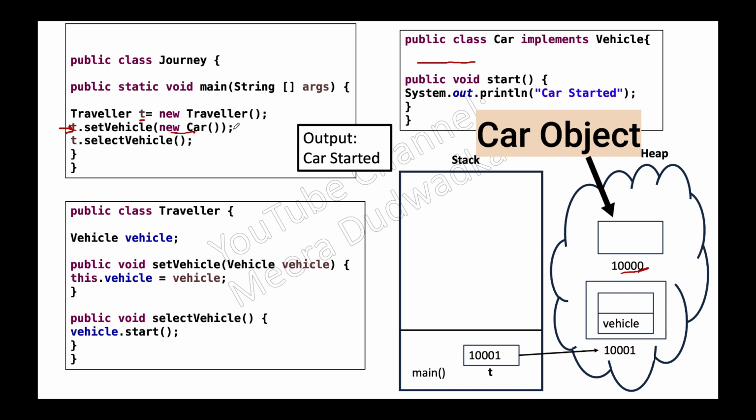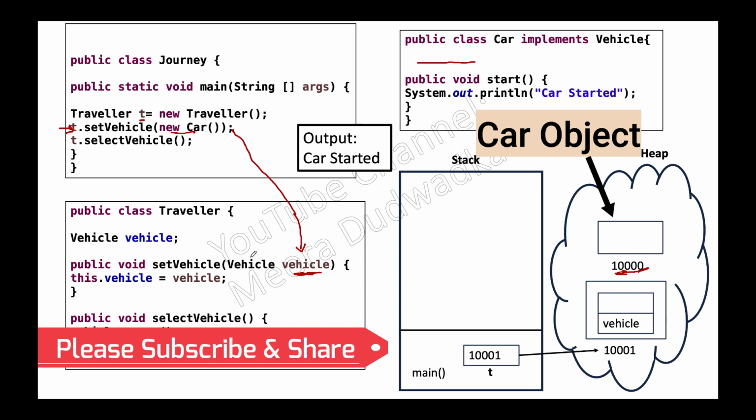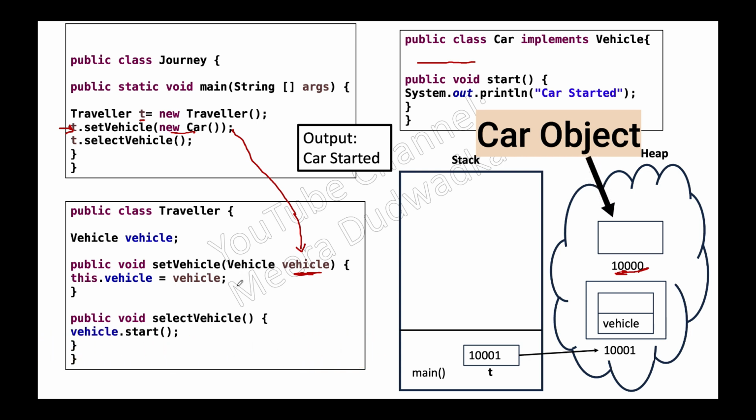Now the flow of control will go to the method definition. We are invoking setVehicle method. So the flow of control will go to the setVehicle method over here. So the address of the car object is sent to this reference variable local to the method setVehicle, and inside the stack memory area, memory is reserved for the local variable of setVehicle method.